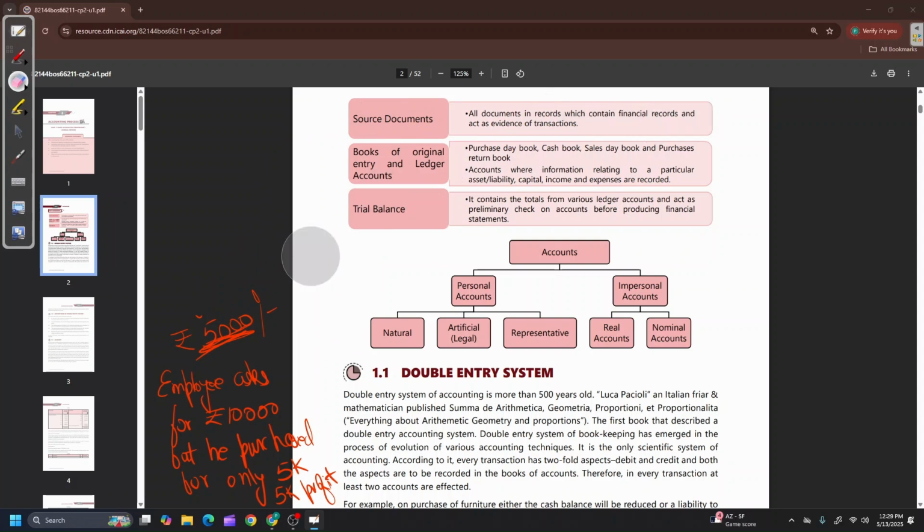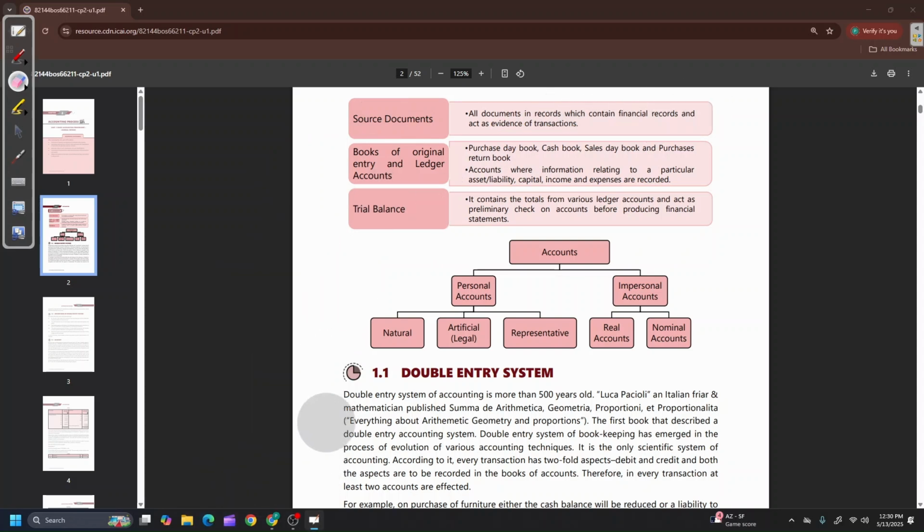Now the next is books of original entry and ledger accounts. Sorry. Now tell me, what is the book of original entry? It can be a journal or subsidiary books. If you are a big firm, you will use subsidiary books. If you are a small shop, a small scale company, then you will use a journal. And this is known as the book of original entry. Please mark this, it is very important.